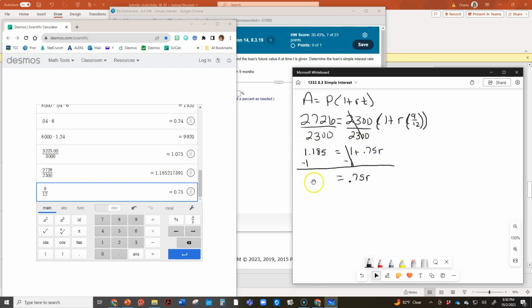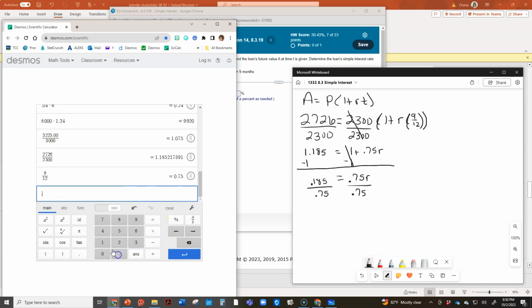On the left side of the equal sign, I'm going to have 0.185. Okay, now this says 0.75 times R. How do I undo multiplication? I'm going to divide both sides by 0.75. And I believe this was question number 1. How do you divide by a decimal? I didn't go over it because I'm literally going to tell you to use a calculator.